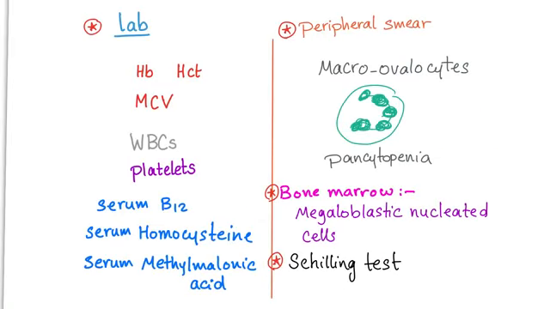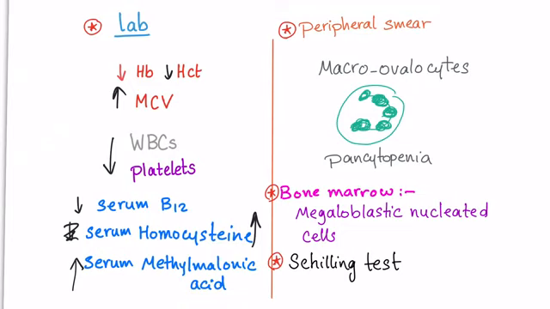Lab results in B12 deficiency. What about hemoglobin? Decreased. How about hematocrit? Decreased. MCV increased. White blood cells and platelets may be decreased. Why? Pancytopenia. Serum B12 decreased. Serum homocysteine is increased in both folate deficiency and B12 deficiency. However, serum methylmalonic acid is increased only in B12 deficiency. This does not happen in folate deficiency.